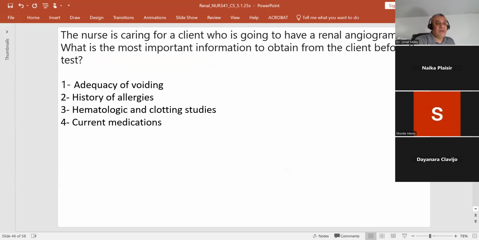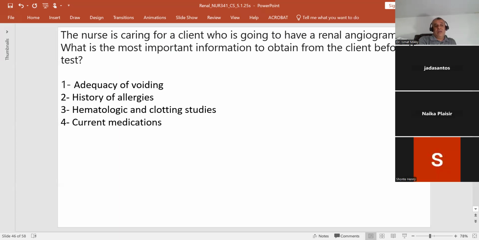So the nurse is caring for a client who's going to have a renal angiogram. What's the most important information to obtain from the client before the test? That would apply to the same things whether they are doing an angiogram or IVP, intravenous pyelography. Allergies. This test requires a radiopaque contrast media, the dye, to be injected. So we have to determine if the patient is allergic to iodine or has experienced any type of allergy or problem after receiving that in the past. So any history of allergy should be reported.